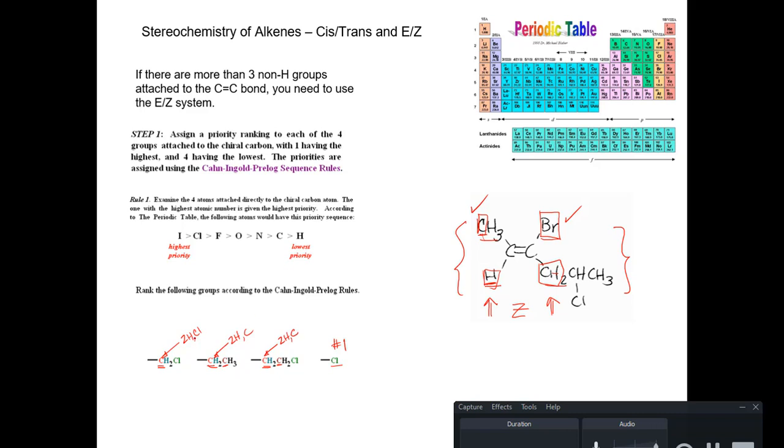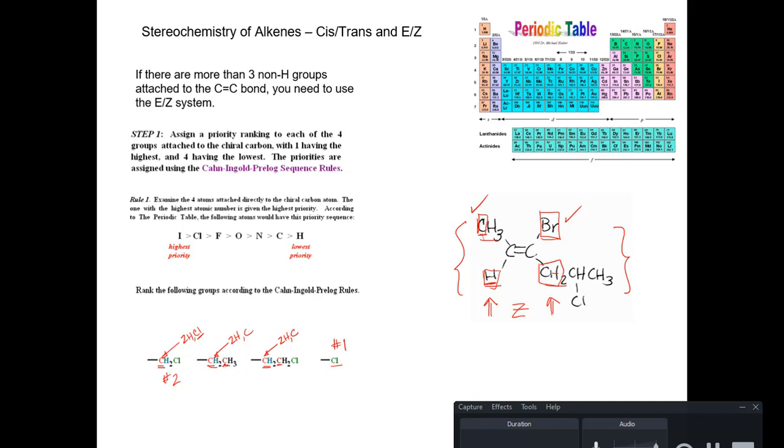So we look at the collection of atoms. Whichever atom clearly has the highest atomic number in this set wins. Chlorine beats everything else, and so this would be the number 2 priority group. So I got 2 hydrogens and a carbon versus 2 hydrogens and a carbon. What do I do now? Now I go to the next atoms that are attached.